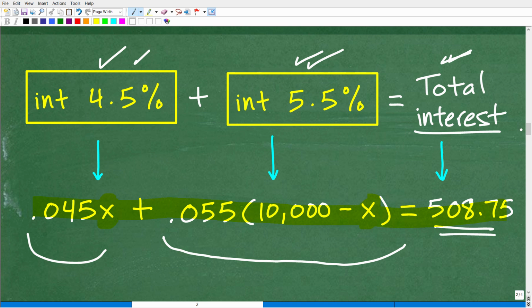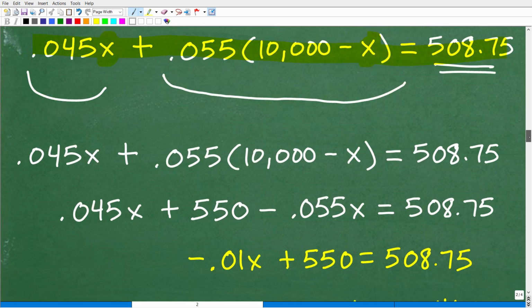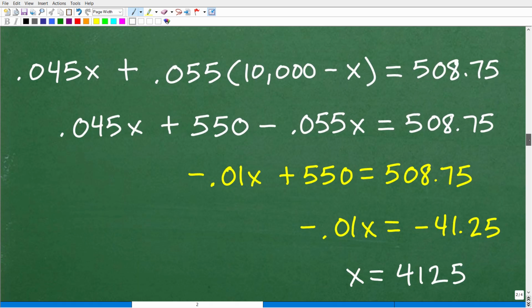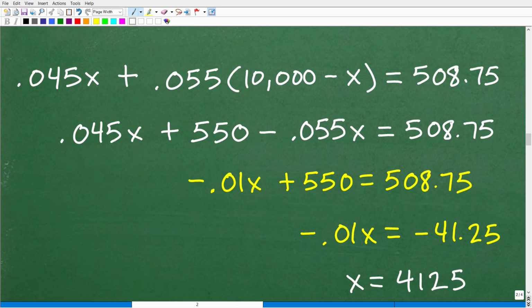Of course, if you are in Algebra 2 or another course, I have word problems like this in those courses as well. But let's go ahead and solve this linear equation now. And here is the work. All right, so we're going to solve this equation here for x.